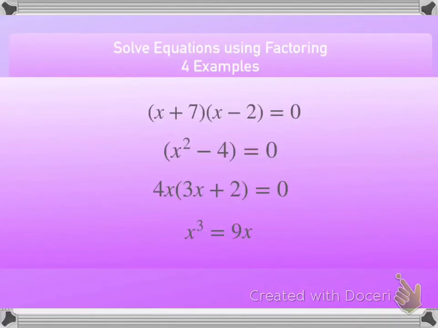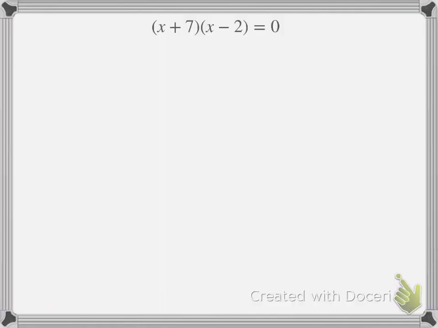Alright folks, today we're looking at solving equations using factoring. And I have 4 examples. The first example, you see two binomials are equal to 0. This is already in its factored form, so this is the simplest, most basic.